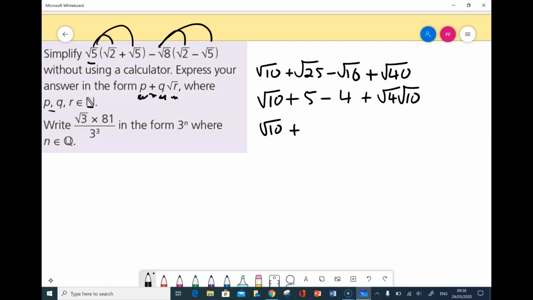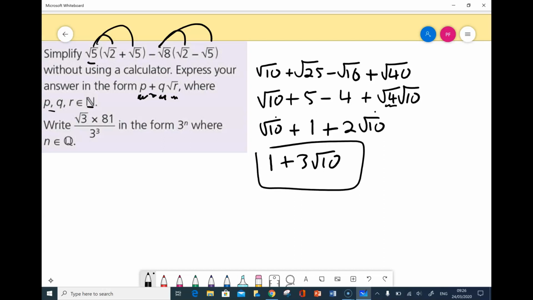So I've got root 10 plus 5 minus 4 is 1, and the square root of 4 is 2 root 10. So I've got 1, and root 10 plus 2 root 10 is 3 root 10. And it's in that form, p plus q root r.